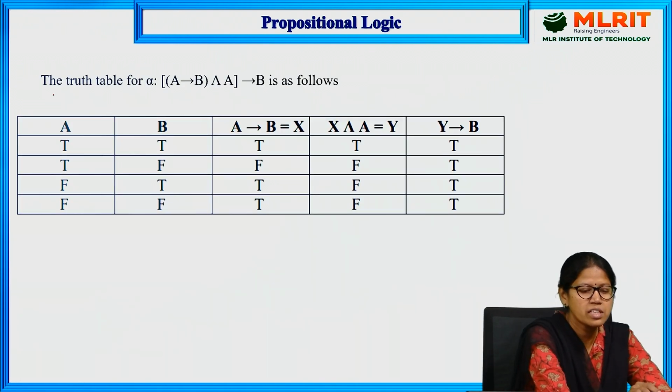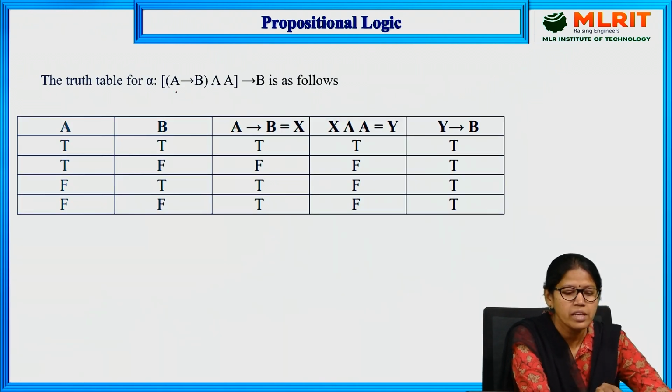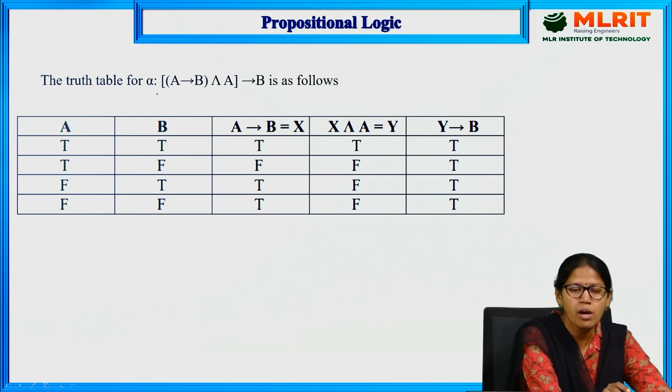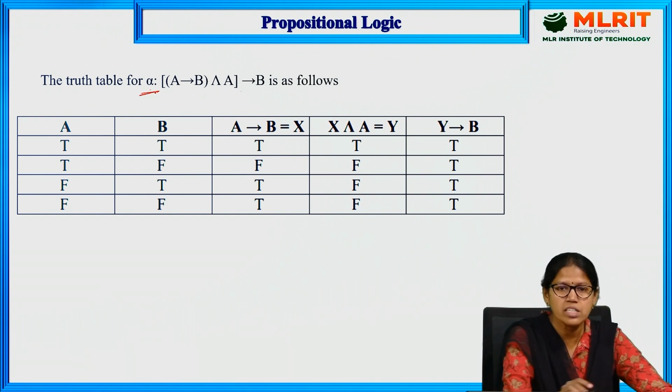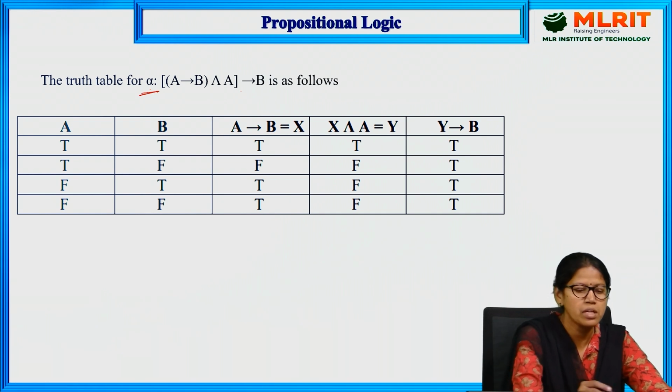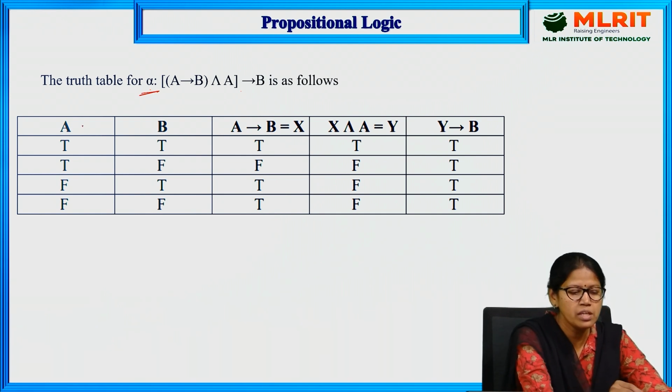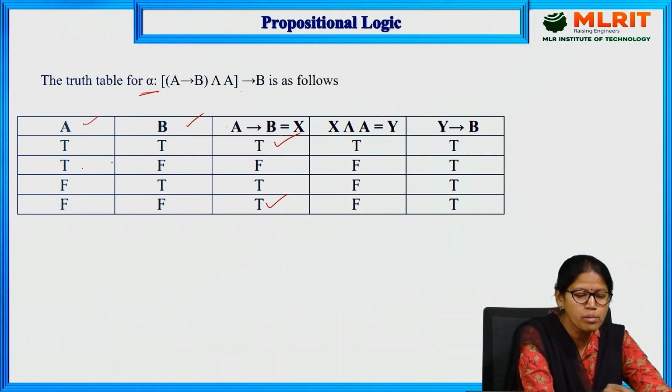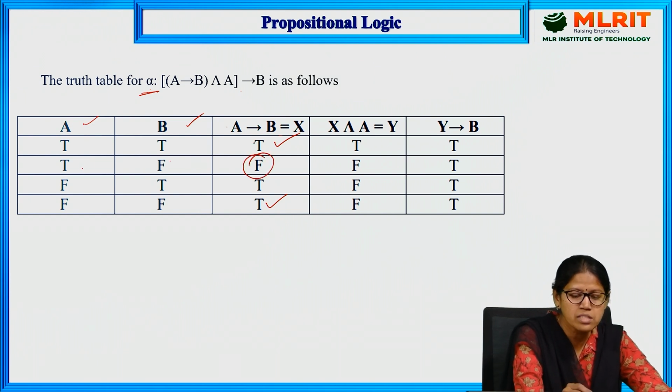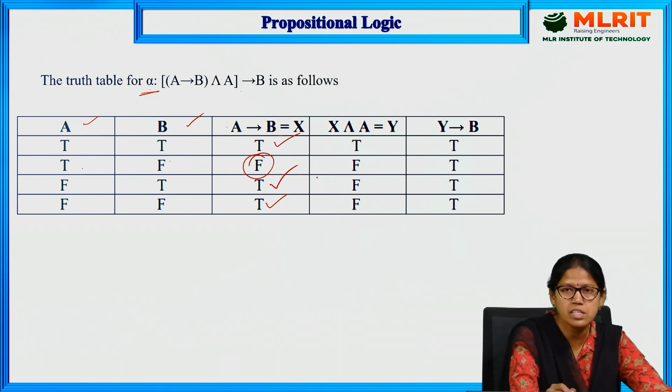So let's check the truth table for this. A implies B, and A implies B is true or false. Let's check what alpha is, whether it is valid, satisfiable, or unsatisfiable. So we know the truth table: A, B, A implies B. If both are true, then it is true. If both are false, then it is true. If true and false, then only it is false. In all the remaining cases, it is true.